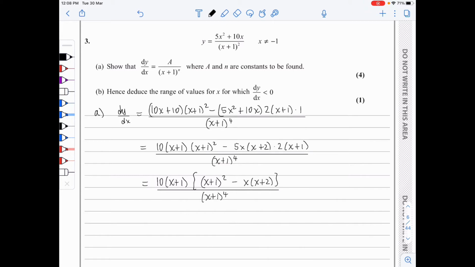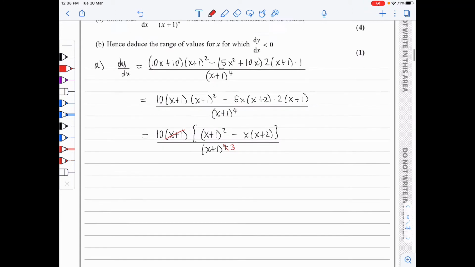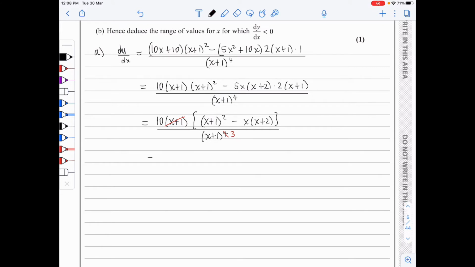Now the x plus 1 with the x plus 1 to the power of 4 is simplifying, and I will also expand to get x squared plus 2x plus 1 minus x squared minus 2x over x plus 1 cubed.